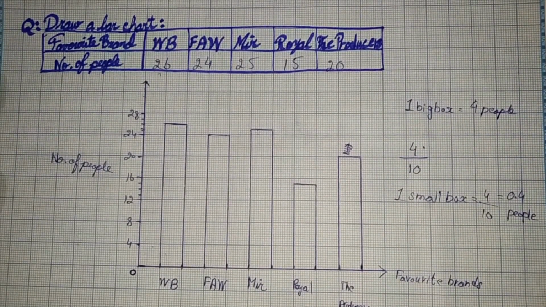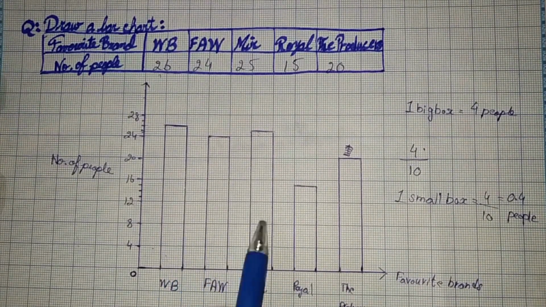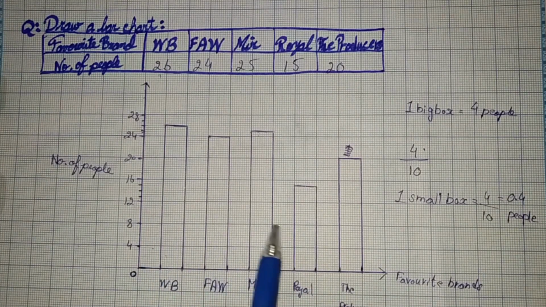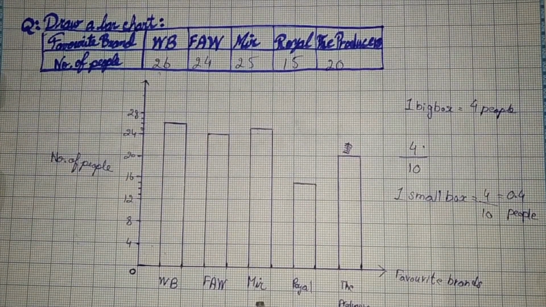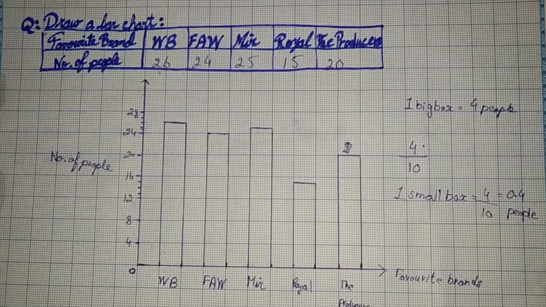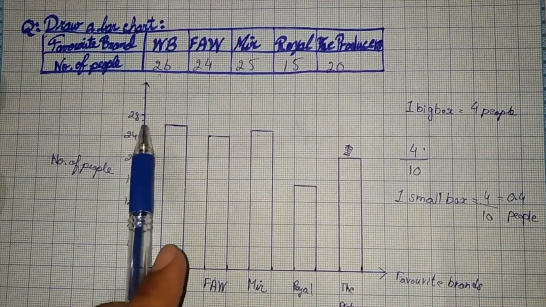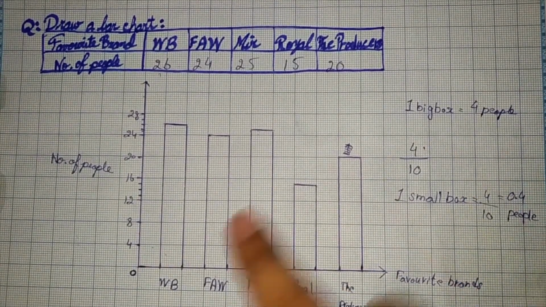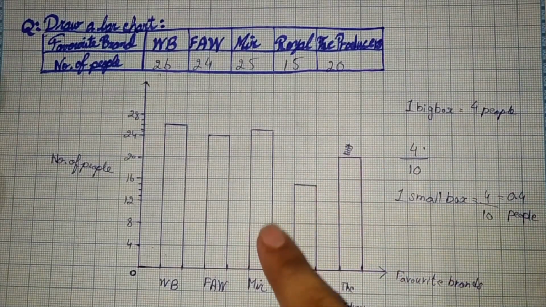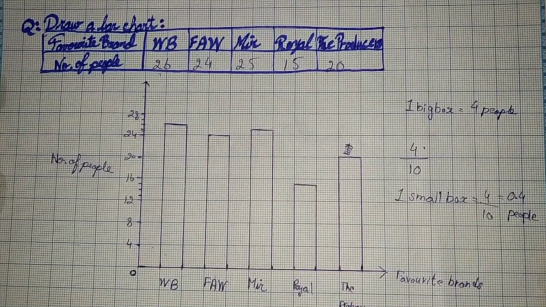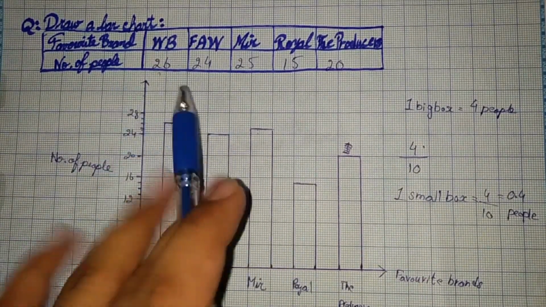So you can see here we have distinct data. A bar graph is used to show distinct data. Here we have data from WB and FAW and Mir, Royal and the producers. And here one big box is representing 4 people. You can see from here. Clear? So that we have a bar chart.